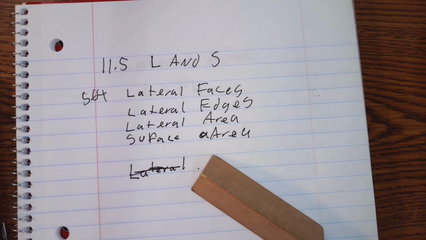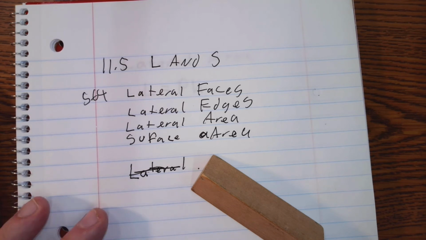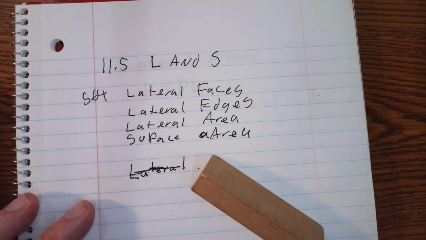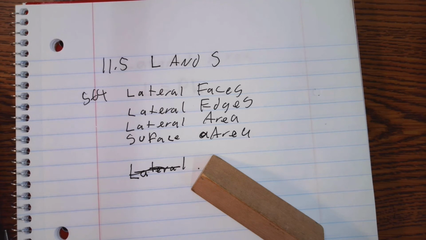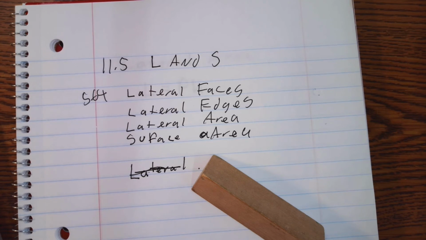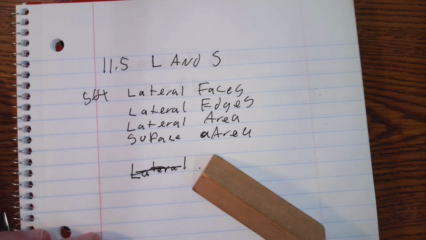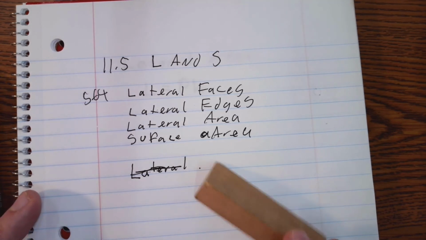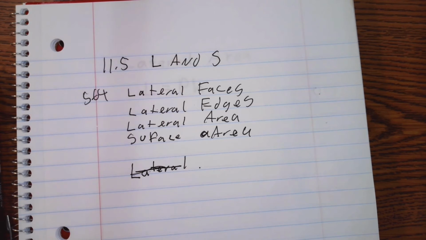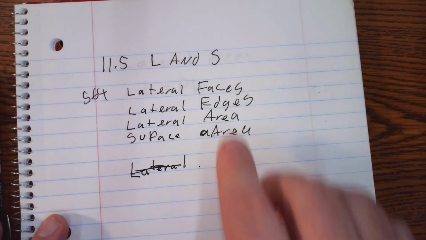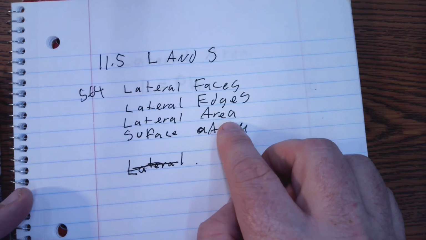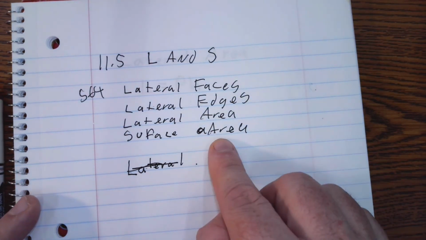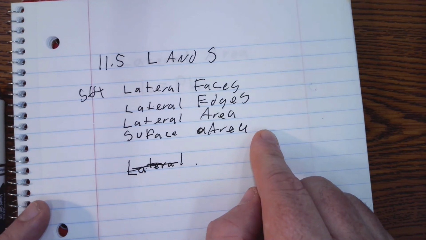All right, so lateral edges. What does lateral edges say? It says the segments connecting these vertices are lateral edges. Well, which ones are the vertices? The other faces, called lateral faces, are parallelograms that are formed by connecting the corresponding vertices of the bases. Okay. And then here we are at surface area and lateral area. Lateral area is the area of all of the lateral faces. The surface area is all of the lateral faces plus the bases.